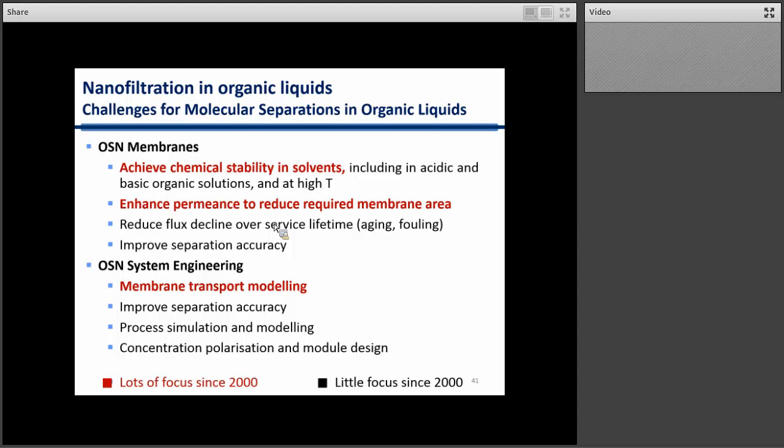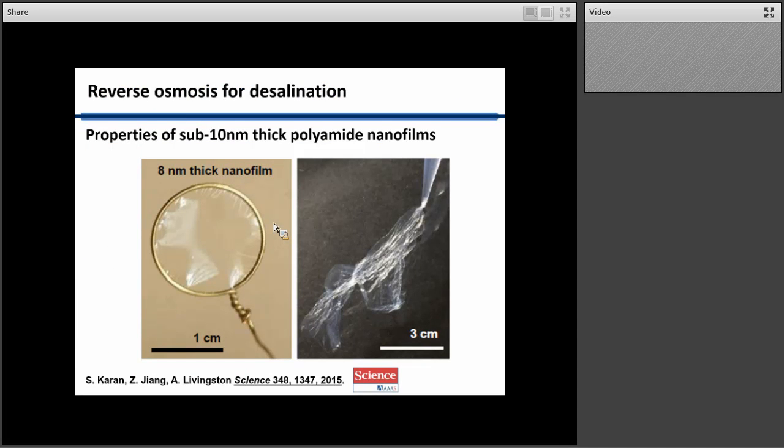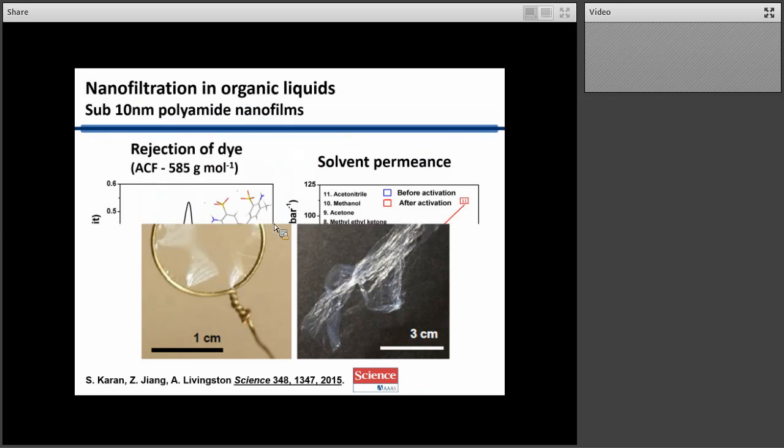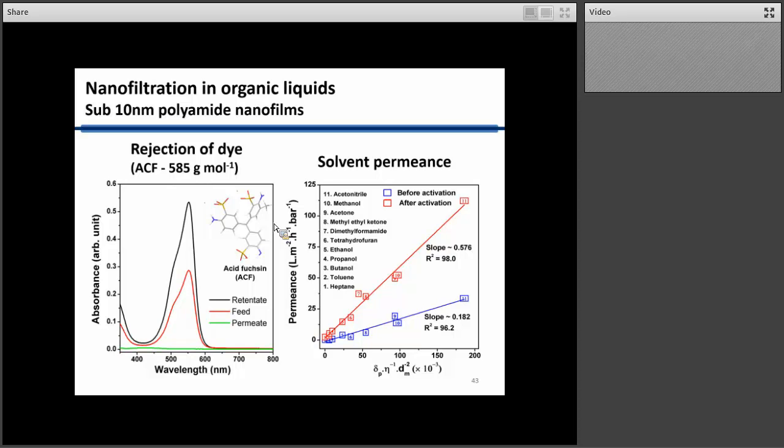And I think it's fair to say that some of these questions have received a lot of attention: chemical stability, the permeance, the transport modeling, and some of them have received a lot less attention. And I'll come back and make some comments on that at the end of my talk. But I want to return to these 10 nanometer polyamide films that we made. So we made these because we were thinking about reverse osmosis membranes, but it turns out these are also quite interesting for working with organic solvents.